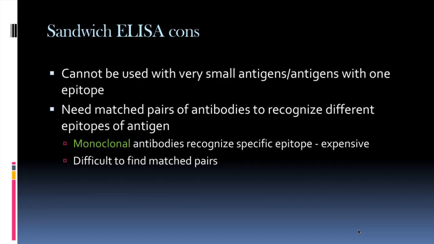The second issue is that you need matched pairs of antibodies to recognize different epitopes of the antigen. So again, if you're using monoclonal capture and detection antibodies to bind to a specific epitope on the antigen, you need one antibody that's able to recognize one epitope, and you need another primary antibody able to detect a different epitope of that same antigen. So finding these matched pairs can prove to be quite difficult sometimes. And again, if you're using those monoclonal antibodies, they can be pretty expensive.